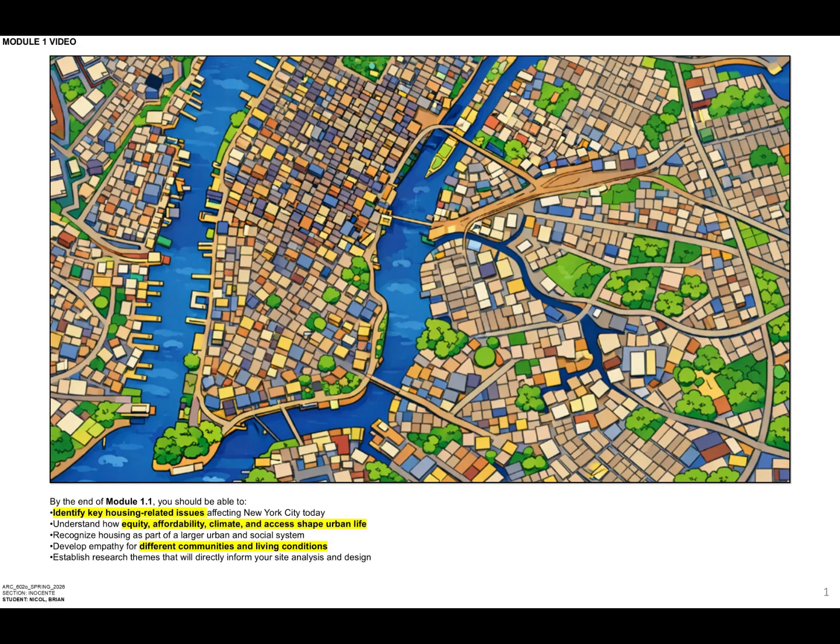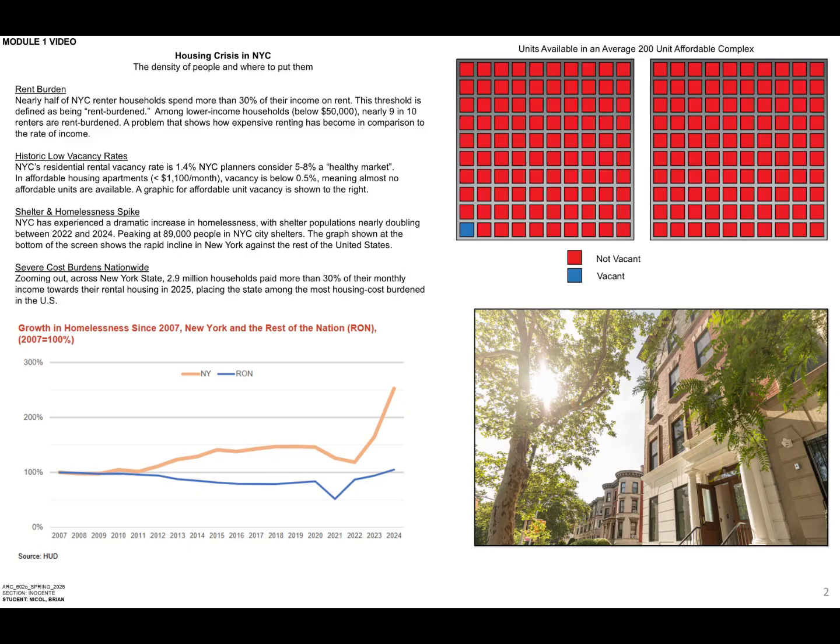We start by taking a look at Module 1.1. The first graphic we're going to look at is the housing crisis in New York City, with people spending more than 30% of their income on rent. This defines them as rent-burdened individuals, and that's nearly half of New York City.